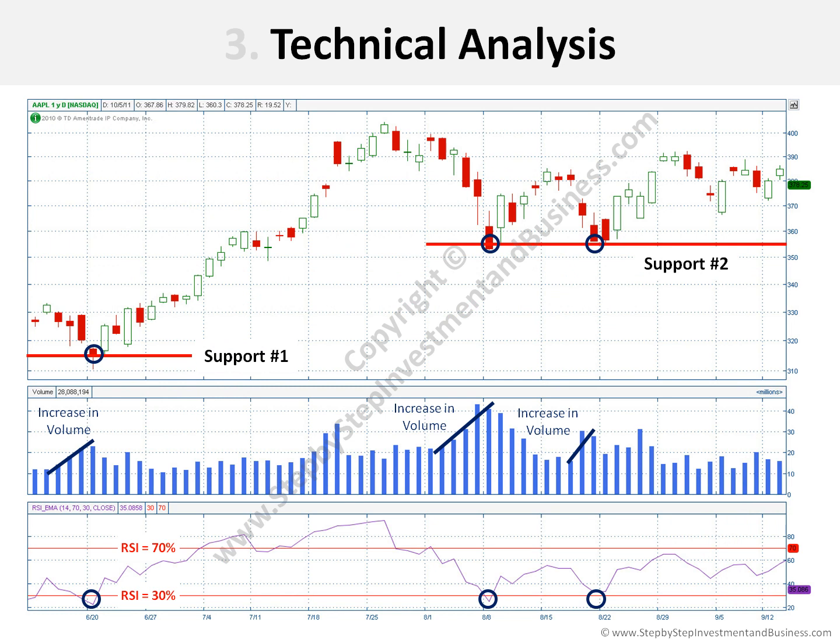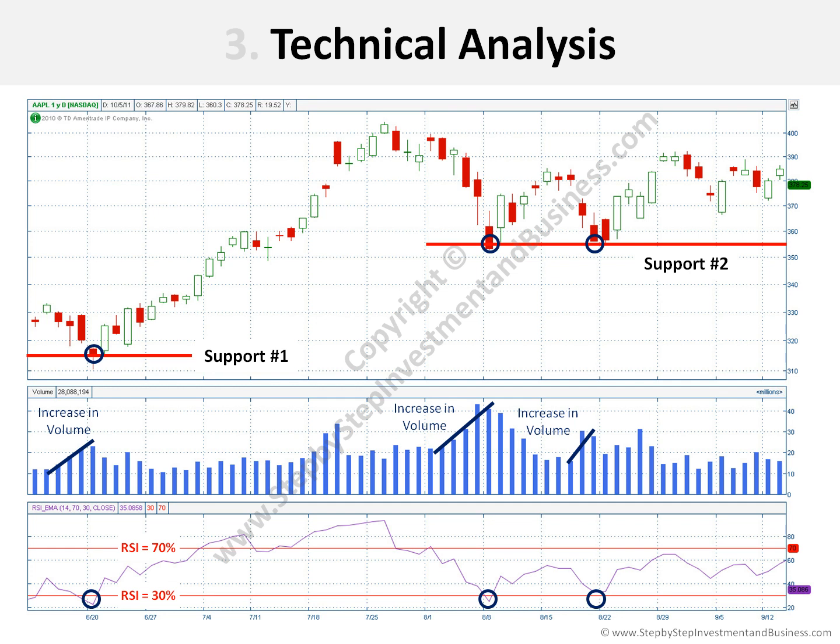Let's consider the following example. Here we can see a chart of the Apple Company. On the left side of the chart, we can see that around $315 a support was formed, indicated here as support number 1. In turn, we can clearly see that at the time the stock touches this support, this is accompanied by an increase in volume and an RSI below 30%. Clearly, this is a strong bullish signal.